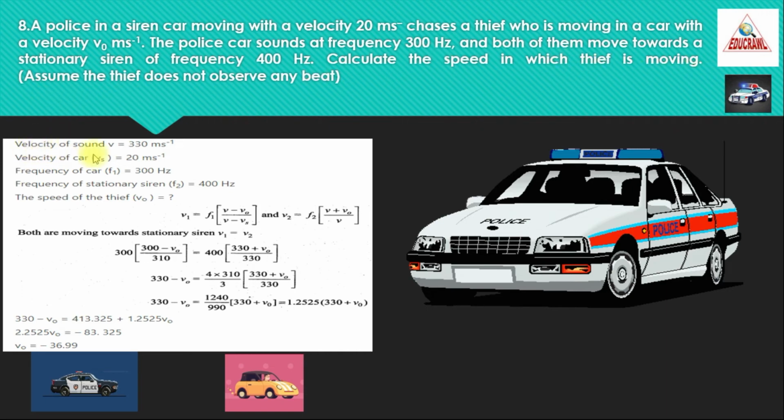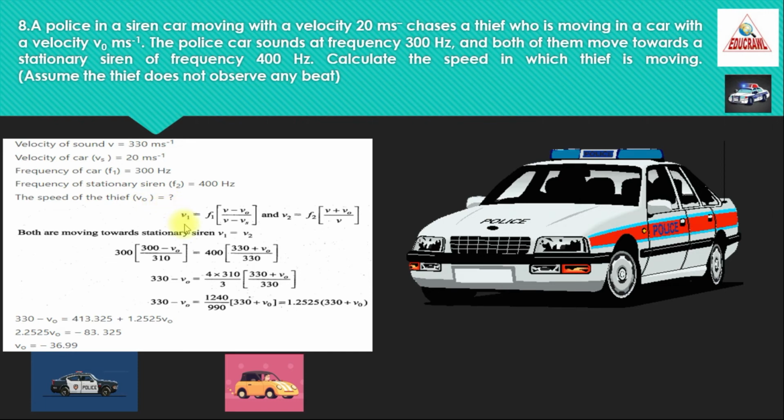So we know that the velocity of sound V is equal to 330 meter per second. The velocity of the car, which is the source, is given as 20 meter per second. The frequency of the car F1 is 300 Hz. The frequency of the stationary siren, we assume it as F2, is equal to 400 Hz. The speed of the thief, which is V0, that only we have to find.